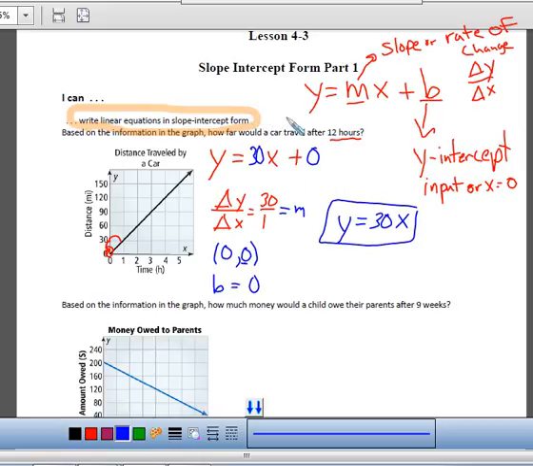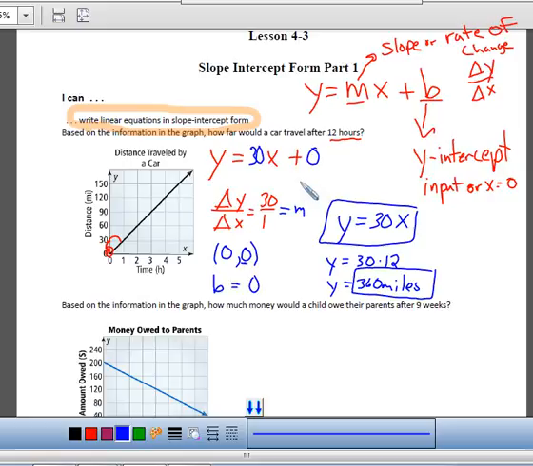Now, let's answer this. How far will the car travel after 12 hours? So this 12 is going to get plugged in for either x or y. Time is the x value or input, so it gets plugged in for x, so y equals 30 times 12, and all of you should know that that is 360. So how far will the car travel after 12 hours? 360 miles. And I should put that in a sentence as long as I've got it labeled for this part.